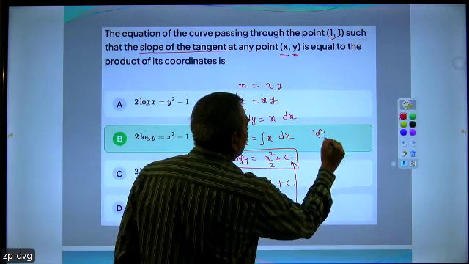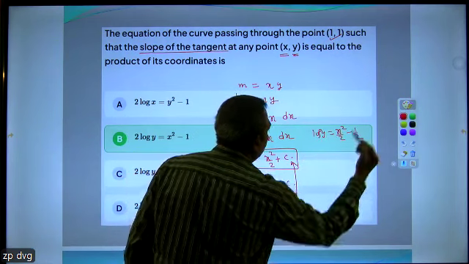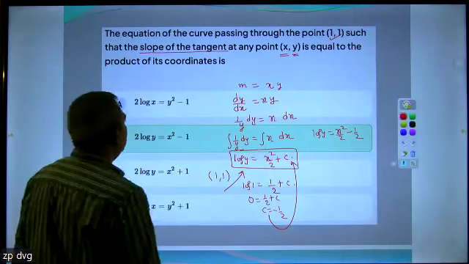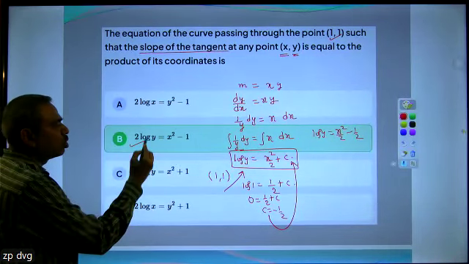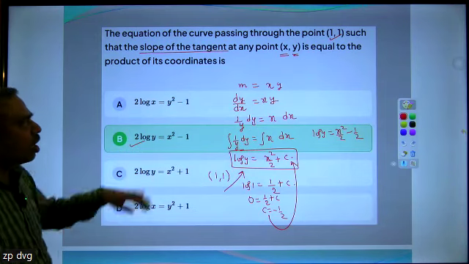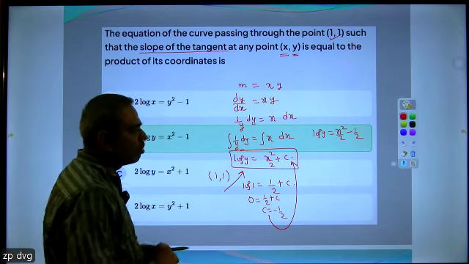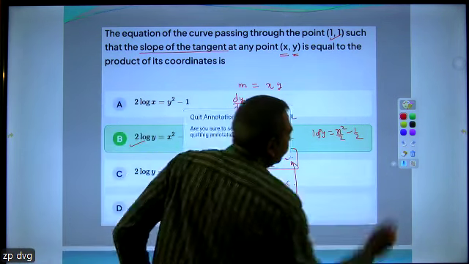So we get log y is equal to x square by 2, and the c value is minus 1 by 2. That's all. If I take LCM, we get 2 log y is equal to x square minus 1. Is it clear? So when statement forms are given, we have to do it in this manner. Okay, the next one.